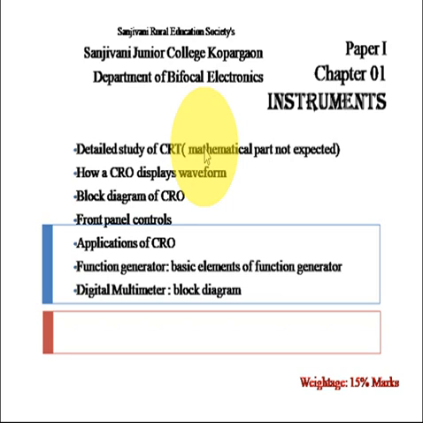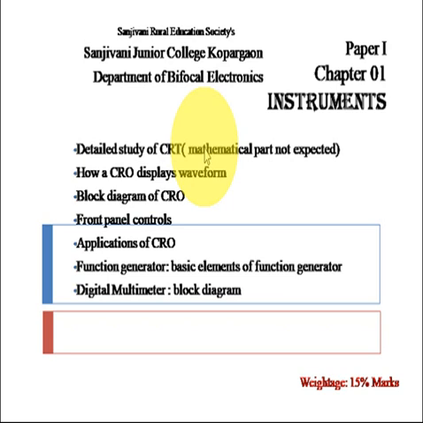So these components are nothing but CRO, which stands for cathode ray oscilloscope. Second is function generator or signal generator, and third is digital multimeter. So these three are the basic electronic components which are used most probably in the electronic laboratories. In this particular chapter we are going to cover the entire working of all these instruments, from its construction, then its working, its application, and many more things we are going to learn about these three instruments.